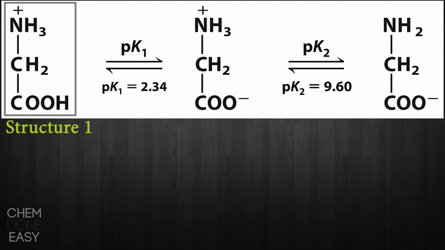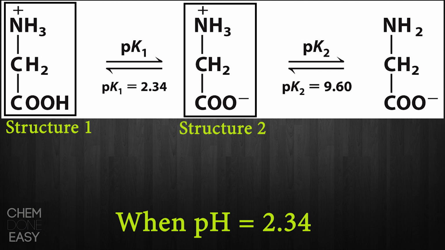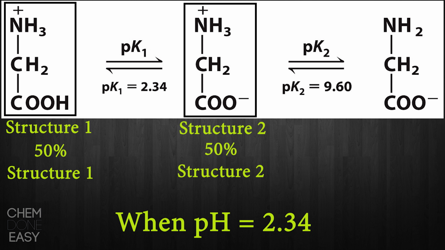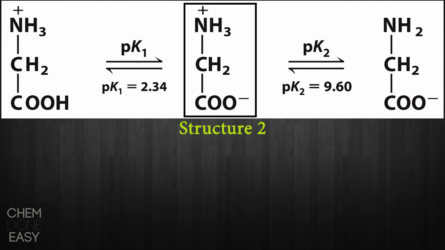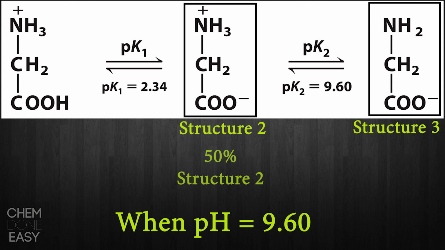If we look at structure 1 and structure 2, because we know that the pKa of structure 1 and structure 2 is 2.34, we know that glycine at a pH of 2.34 will be comprised of 50% structure 1 and 50% structure 2. Now the exact same argument can be made for structure 2 and structure 3. This means that at a pH of 9.6, 50% of our glycine molecules will be in structure 2, and the other 50% will be in structure 3.